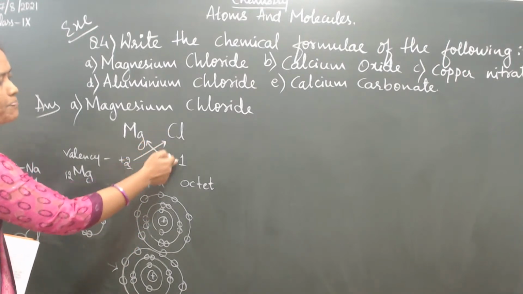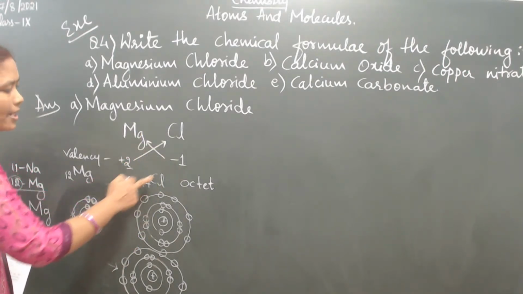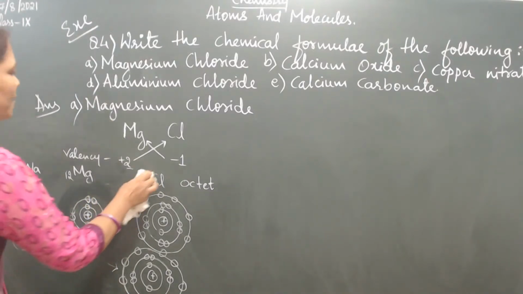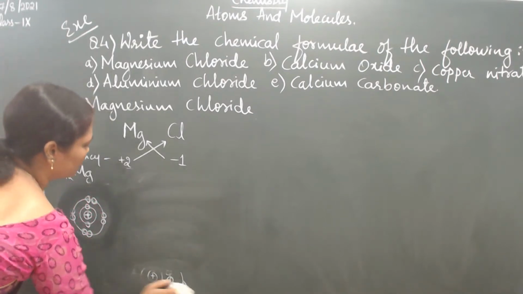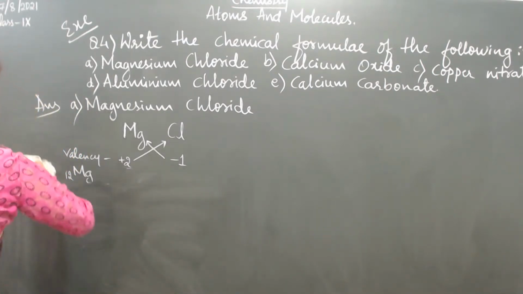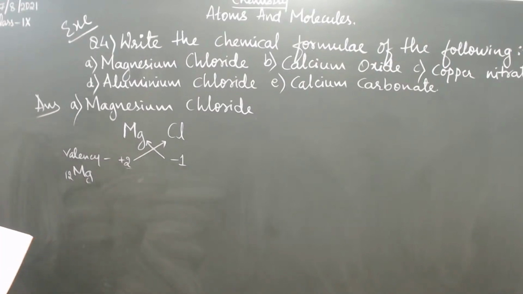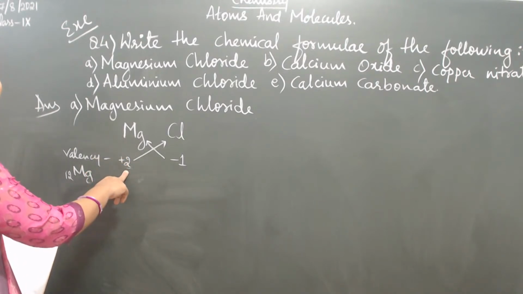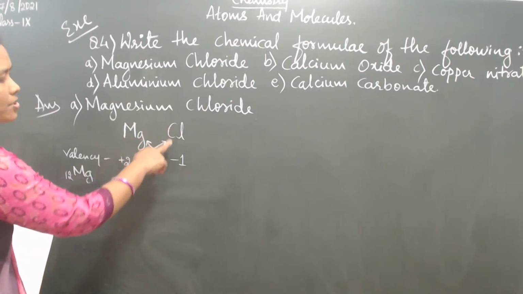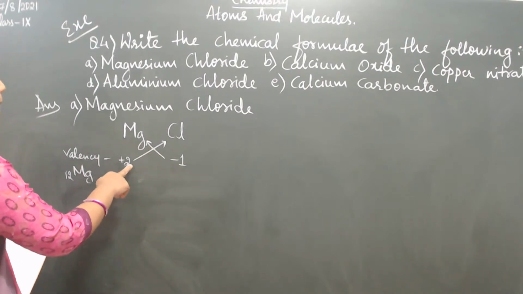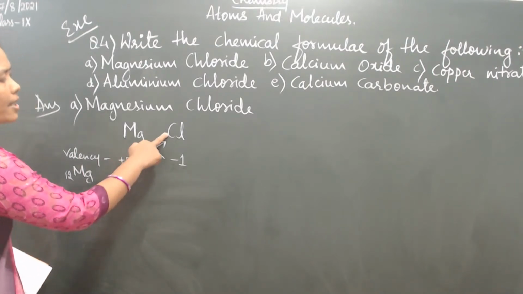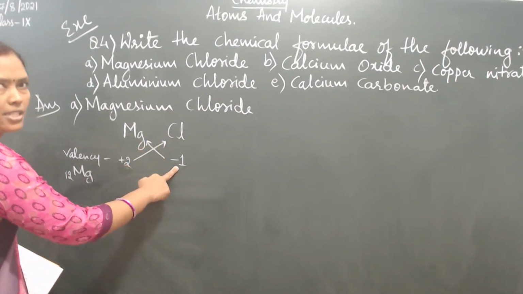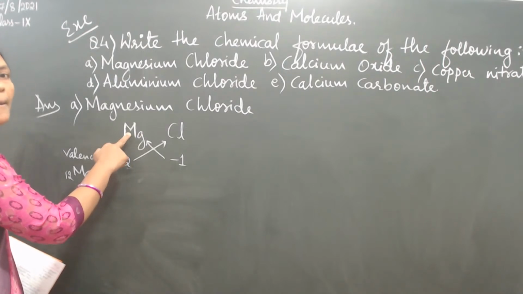Okay. So here the chlorine, what will happen? It is going to get the 1 electron from the magnesium. So here, this is the valency or the charge of the magnesium. Means it is going to lose the 2 electrons, it is going to gain the 1 electron. Okay, this charge we have to crisscross here. This plus 2 will go for the chlorine, and this minus 1 is going to go for the magnesium.